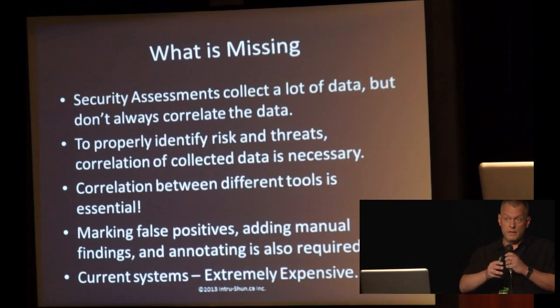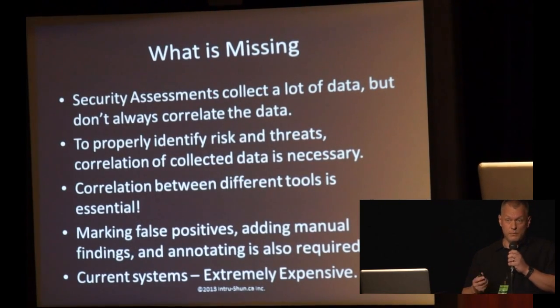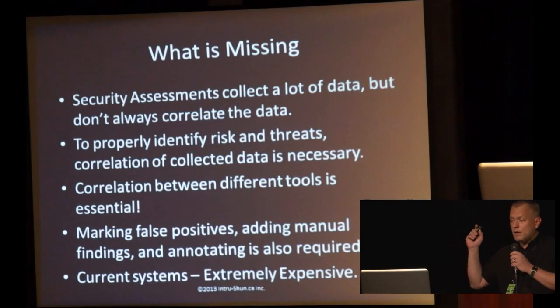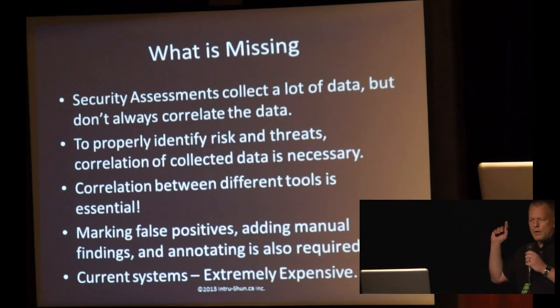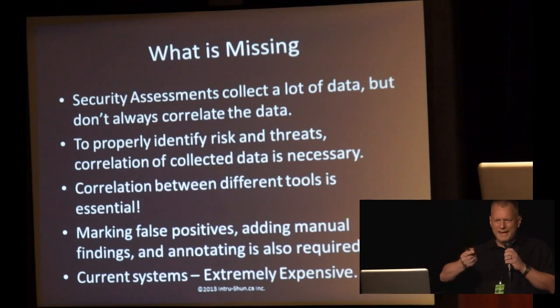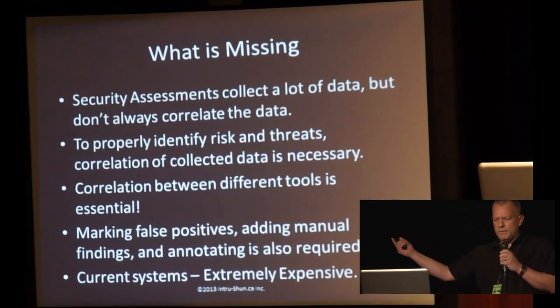And I have to stick within that X number of days or I go over budget, and I don't want to do that. So I need to be able to correlate between tools. I want to be able to mark false positives, and if I find a false negative, I want to be able to put it in there. None of my tools let me do this.